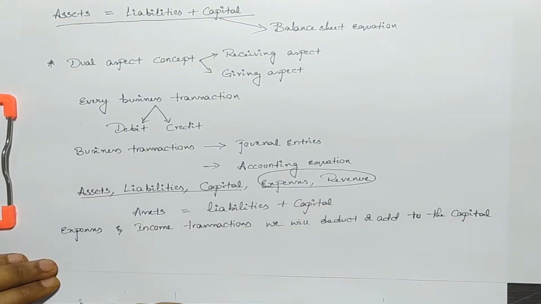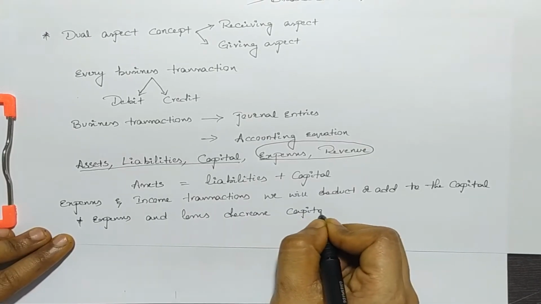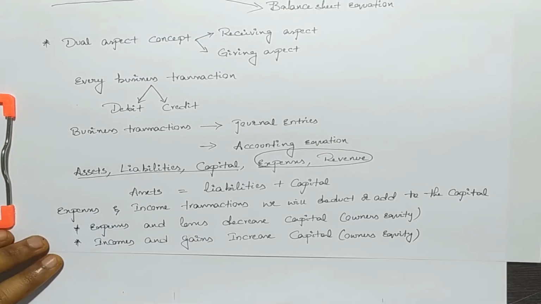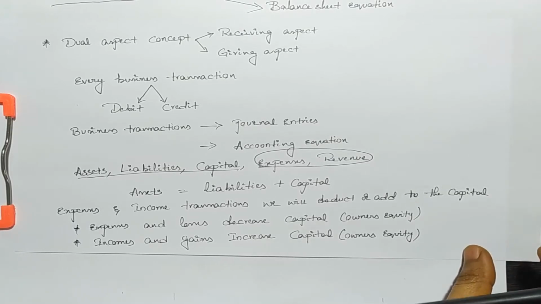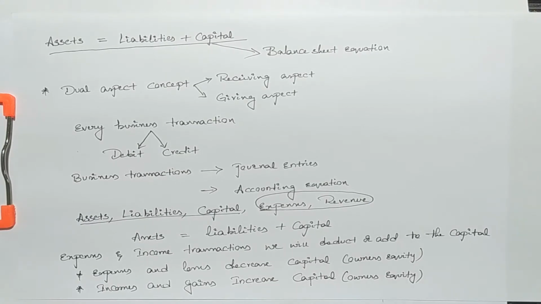One rule we should always remember is that expenses and losses decrease capital or owner's equity, and incomes and gains increase capital, that is owner's equity. All these business transactions may affect either both sides of the equation by the same amount or one side of the equation only by increasing or decreasing it by equal amounts. Let's understand this by solving a problem.